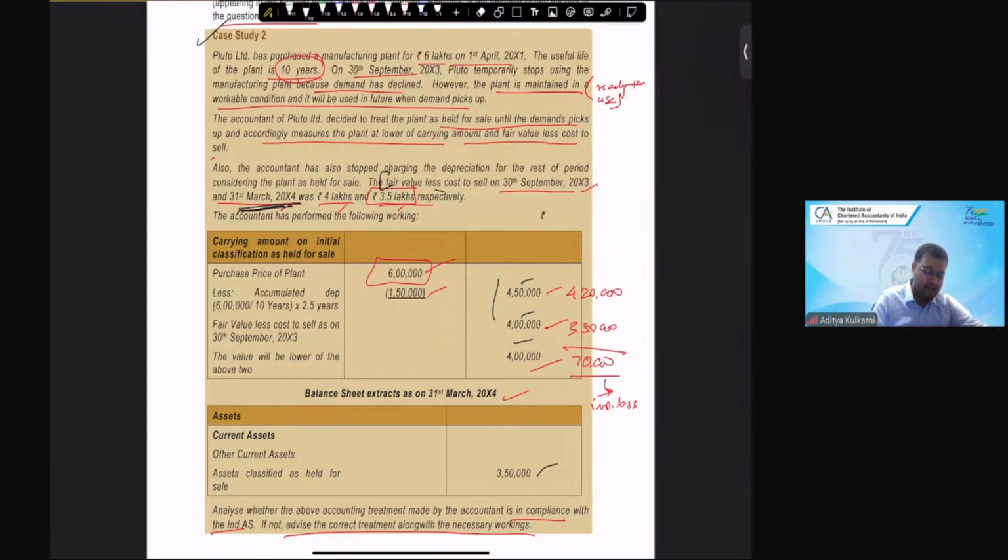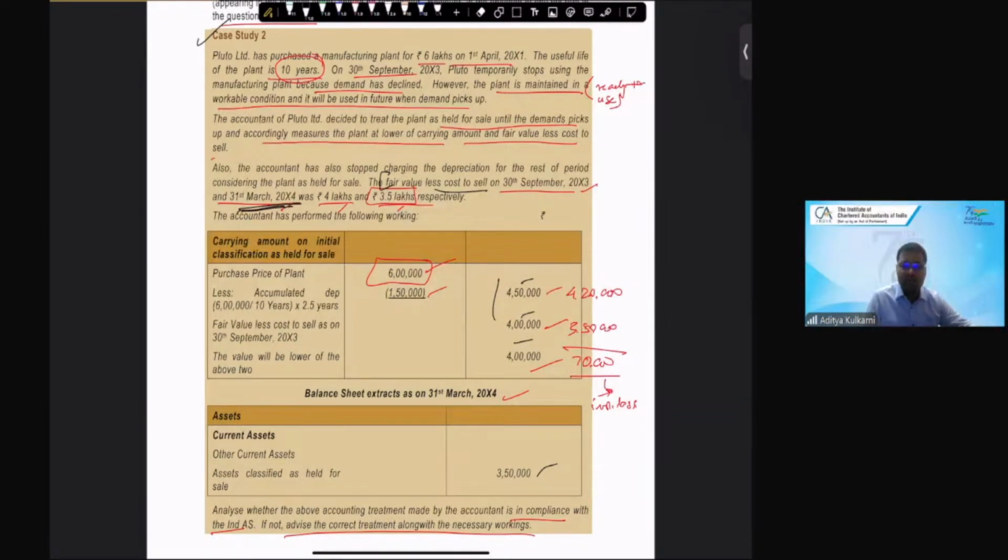When they have given you fair value less cost to sell on 31st March X4 also, that means the period after this held for sale event has happened. It means they are asking you to check for an impairment. You remember recoverable value in Ind AS 36? What is recoverable value? Fair value less cost to sell, or value in use, whichever is higher. Whichever is higher. So here you are given fair value less cost to sell.